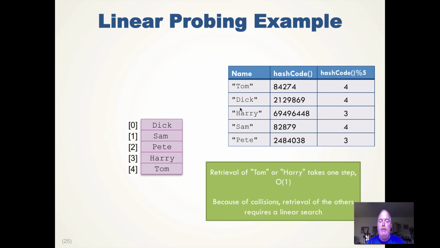And so now we can talk about how we would retrieve. If we try to retrieve Tom, Tom's index is 4, we find it immediately, big O of 1. Harry, the same thing. The other 3, if we look for Sam, we are going to look at 4, it's not there, we go to 0, it's not there, we go to 1, we find it. Same thing with Pete. So Dick, Sam, and Pete, we have to do a little bit of linear probing, but again, that's not terribly bad. It's close to big O of 1. It's not big O of n, except for in Pete's case where we had to go all the way around.